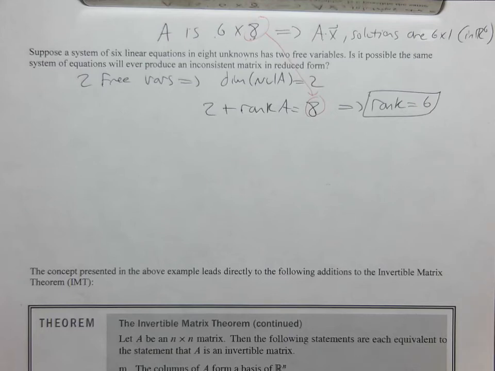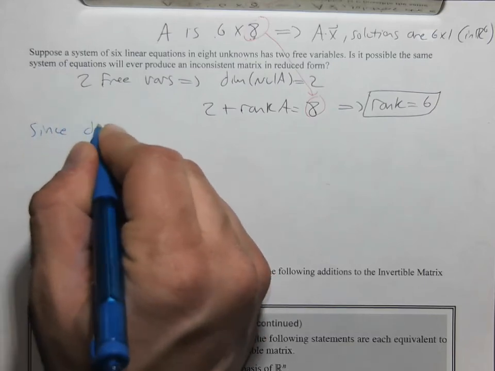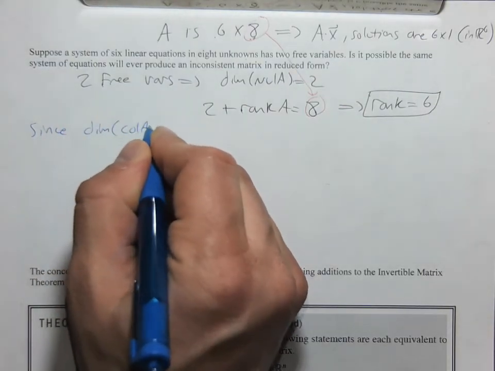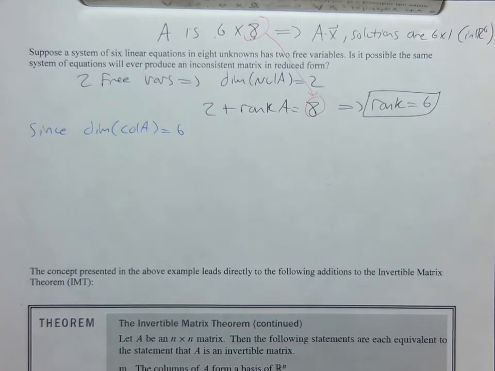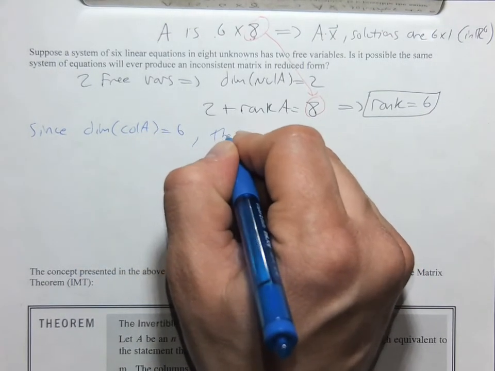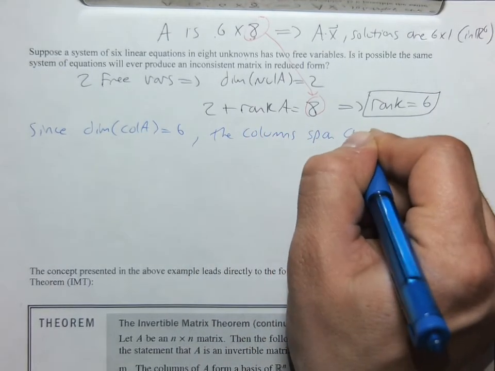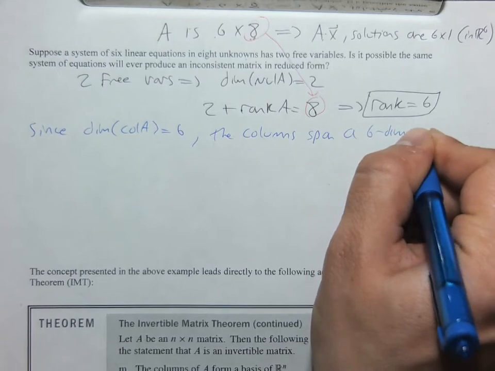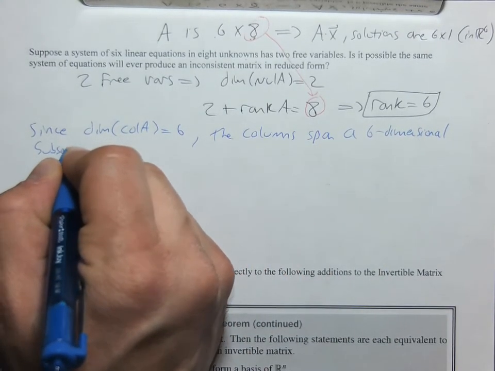So that's sort of the setup. Let me see if I can write some of that down and make sense of it. The first thing that we note is that since the dimension of the column space is 6, which is the rank, right? The rank is the dimension of the column space. That means the columns span a six-dimensional subset of R6.